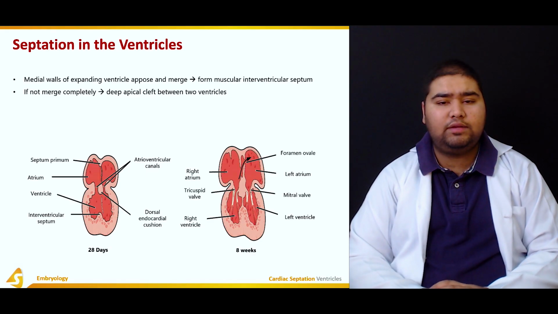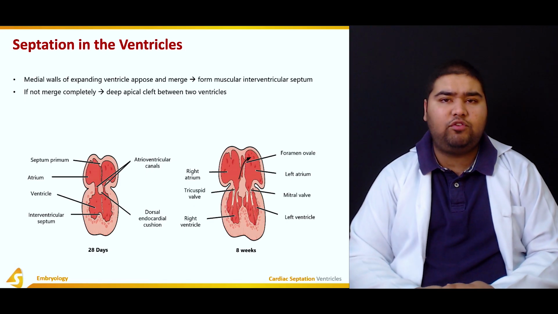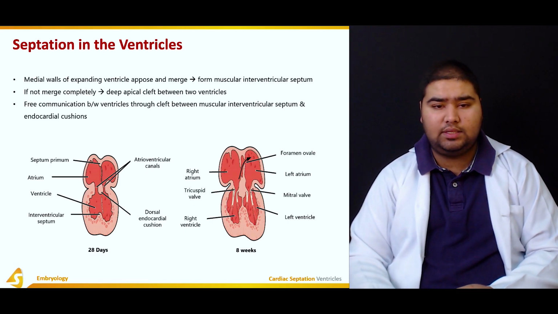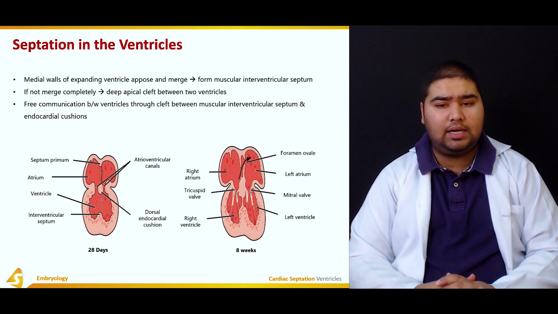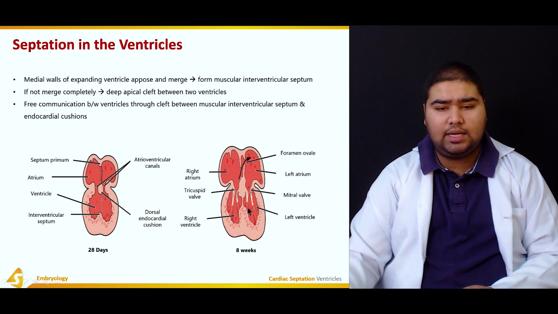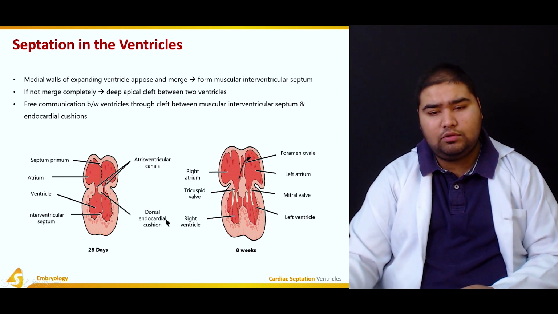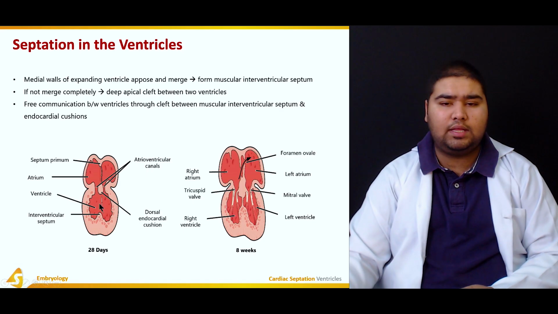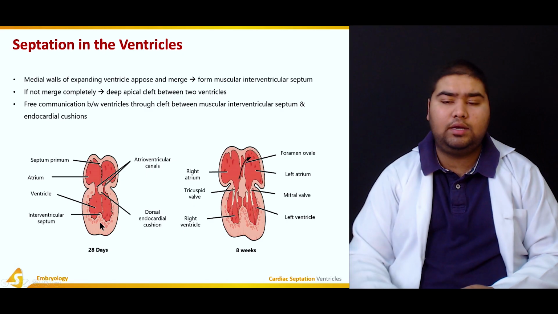If they do not merge completely, a deep apical cleft may be formed between the two ventricles. The free communication between the two ventricles occurs through the cleft beside the muscular interventricular septum. This is the muscular interventricular septum and these are the endocardial cushions, and the free communication is taking place through the cleft which is left between the interventricular septum and the endocardial cushions.